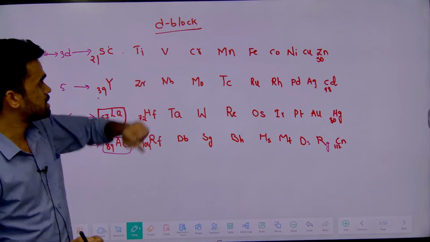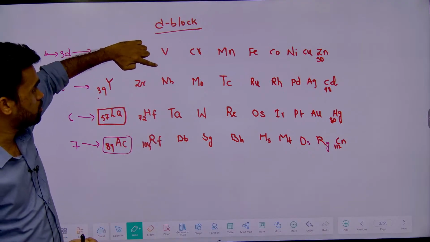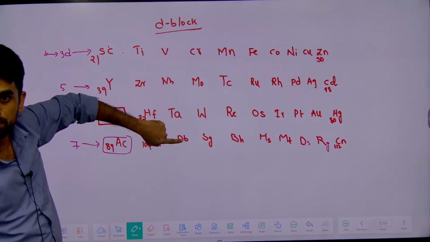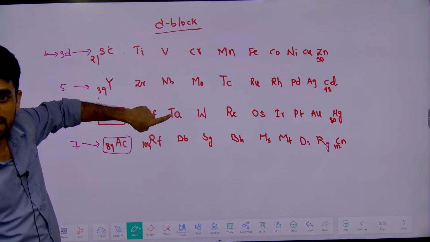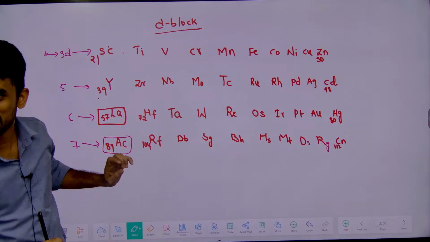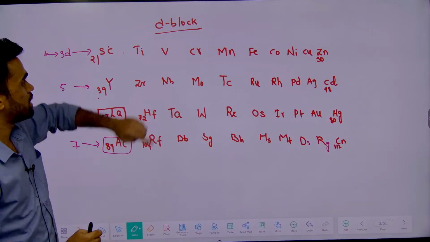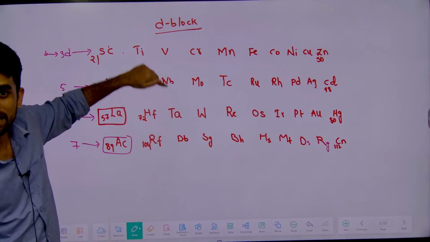Just remember it as vanadium, niobium, tantalum, dubnium. What is that? Vanadium, niobium, tantalum, dubnium. So hard to remember, but remember it like one by three.